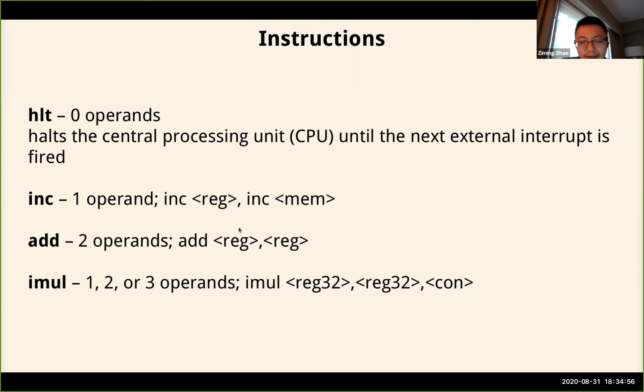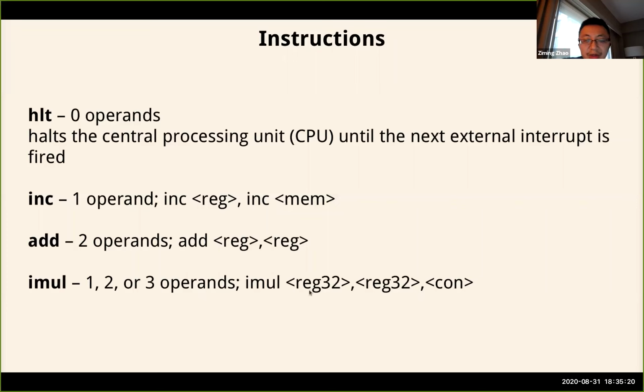So because we're doing addition, there will be 2 sources and 1 destination, and one of them is used as both the destination and the source. Then we have IMUL. I means signed integer. MUL means multiply. So basically we can multiply several things together.